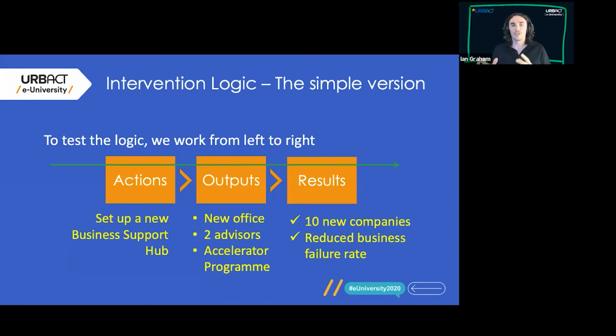In terms of the outputs, it's worth just noting that they can be hard and soft outputs. So the new office, for example, is quite a hard output, particularly if you built it. It's a piece of infrastructure that you've created. The accelerator program is a softer output because it's around support and skills and so on. So outputs are things you can quantify and see, touch, feel, understand, but don't have to be physical hard infrastructure outputs necessarily.